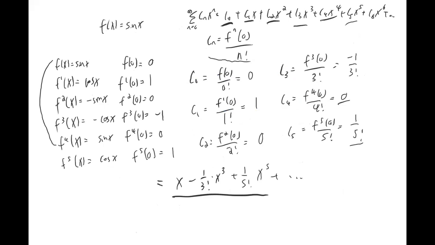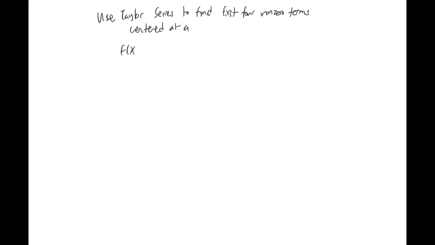Okay, let's do another example. Use Taylor series to find the first 4 non-zero terms centered at A. And let's do f of x is ln x, and let's take A to be 1.